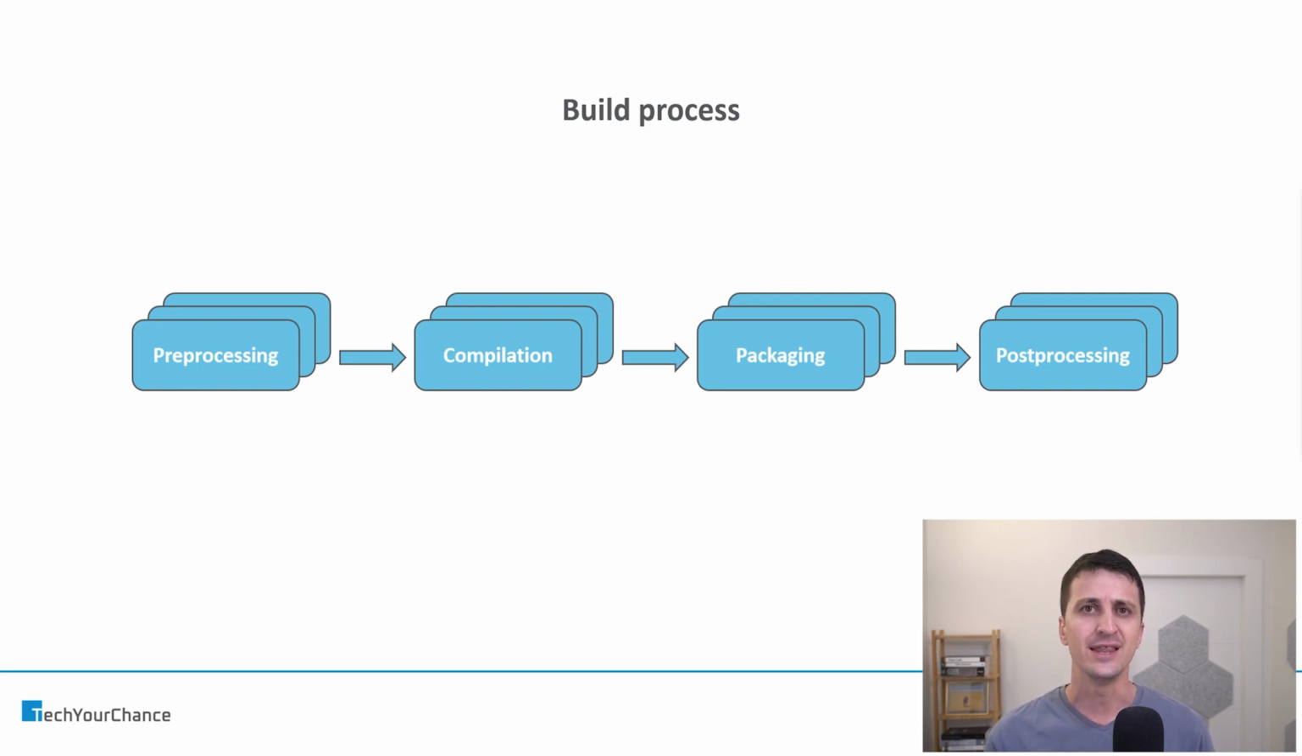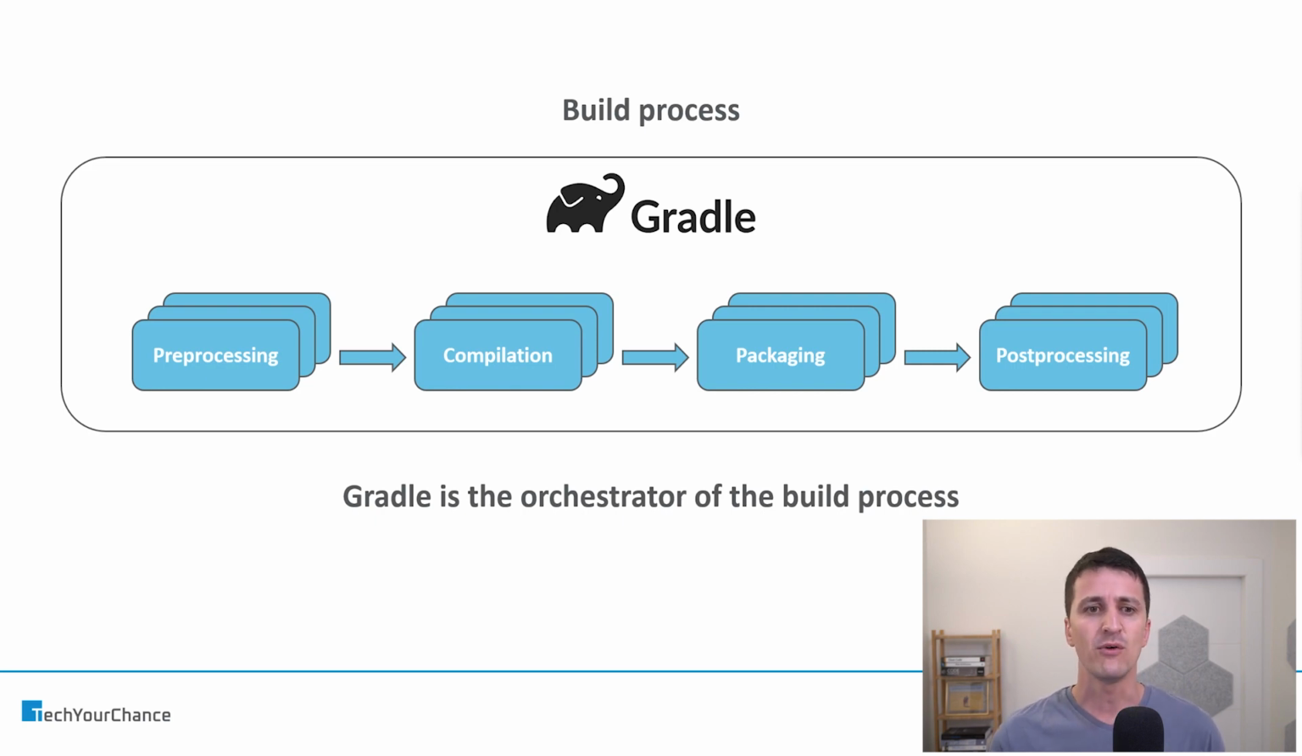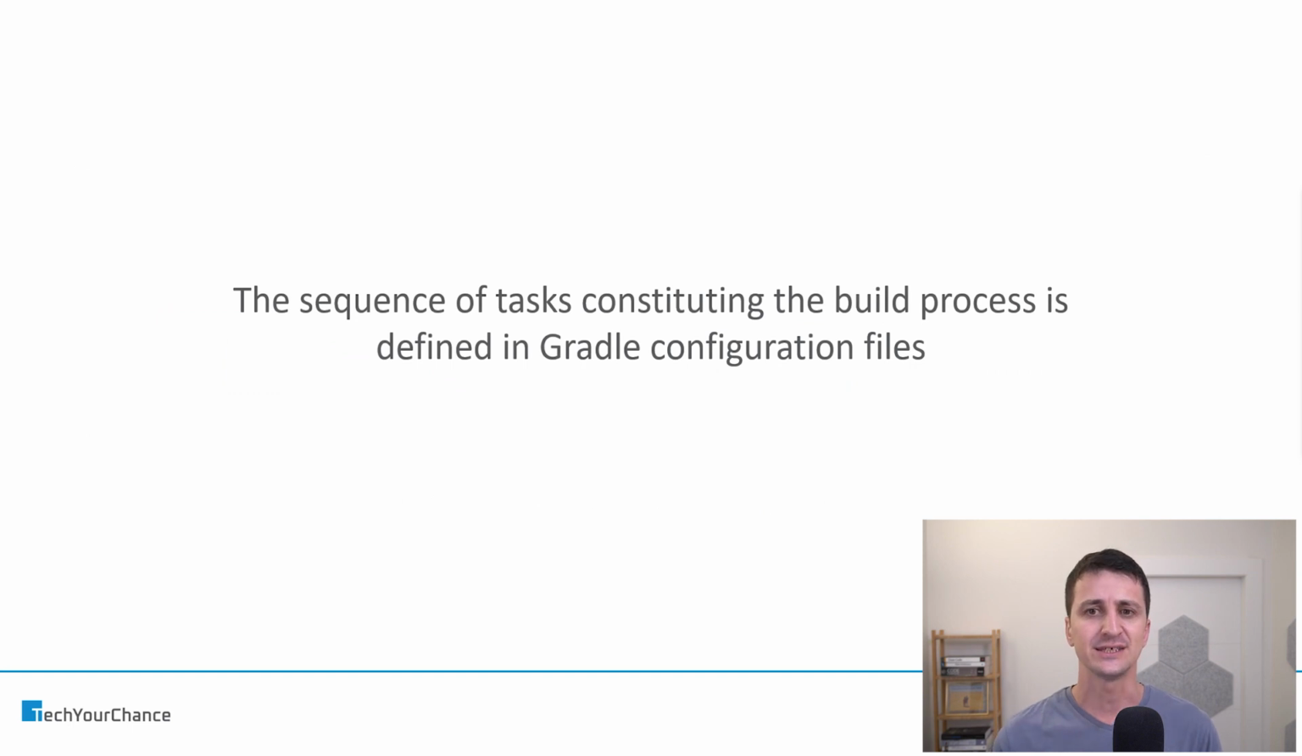And the tool that does that in the Android world is called Gradle. So Gradle is basically the orchestrator of the build process. In other words, Gradle is the manager of your builds. Now, how exactly does Gradle know how to perform a build process? Well, the sequence of tasks constituting the build process is defined in Gradle configuration files. So Gradle does not magically know everything, but rather it reads configuration files, some of which you can define and modify, and then it knows what exactly it needs to do during the build.